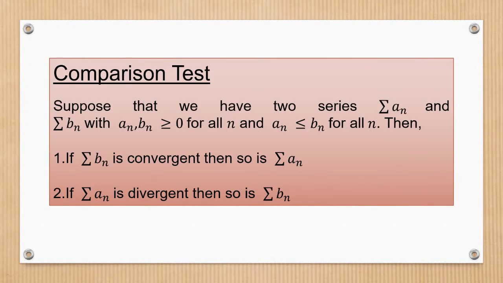Comparison test. Suppose that we have two series an and bn, with an, bn greater than or equal to 0 for all n, and an is less than or equal to bn for all n. Then, if the series bn is convergent, then so is the series an. If the series an is divergent, then so is the series bn.